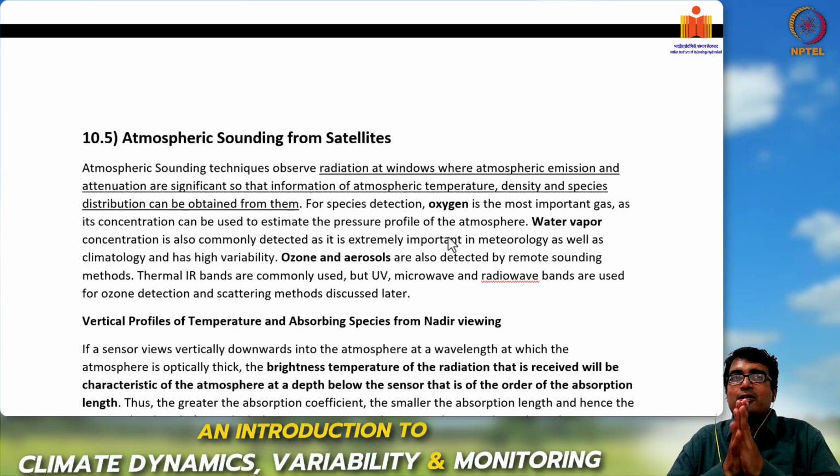Next, we come to the second major type of measurements, that is remote sounding. And first, we will look at atmospheric sounding from satellites. Atmospheric sounding techniques observe radiation at wavelengths where atmospheric emission and attenuation are significant, so that information about atmospheric temperature, density, and species distribution can be obtained from them. This we discussed. So here we are no longer looking at wavelengths which are transparent to radiation, but wavelengths where the atmosphere actively absorbs or emits radiation.